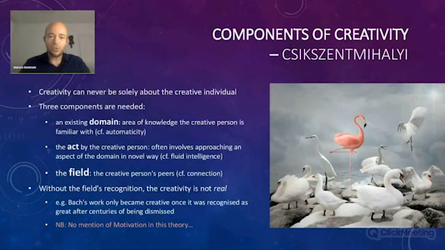So remember we saw the neuropsychology components. According to Csikszentmihalyi, creativity can never be solely about the creative individual. So this wasn't part of the neuropsychological perspective, but he says, according to him, 3 components are needed. There needs to be an existing domain, an area of knowledge that the creative person is familiar with. So this is the same as the neuropsychological aspect. You need an ability, you need to know something about something.